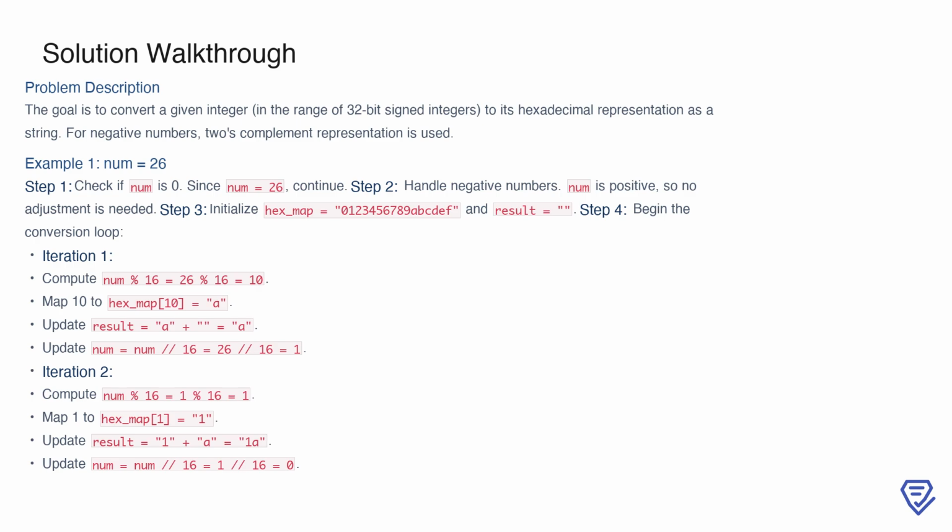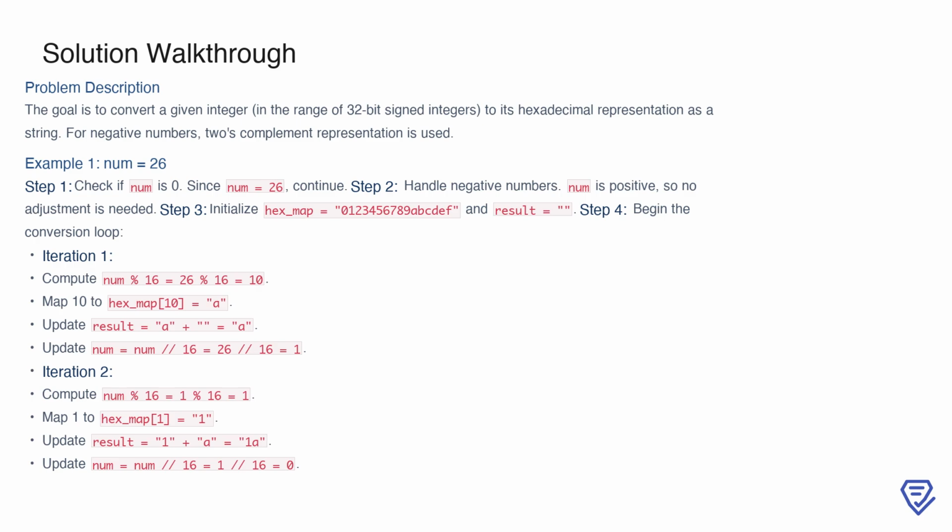Next, we initialize a string hex_map containing all hexadecimal characters, from 0 to F, and an empty string result to store the final output. Now, we begin the conversion process. In the first iteration, we calculate the remainder of 26 divided by 16, which is 10. Using the hex_map, we find that the character corresponding to 10 is A. We prepend it to the result, making it A. Then, we update the number by performing integer division by 16, which gives 1.